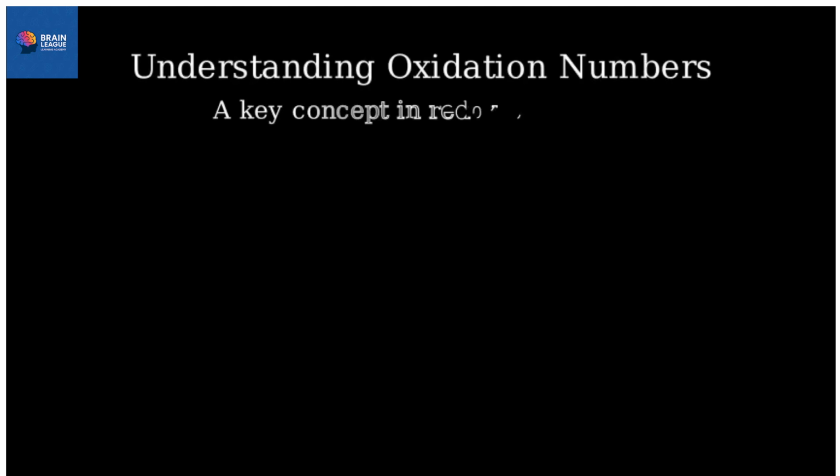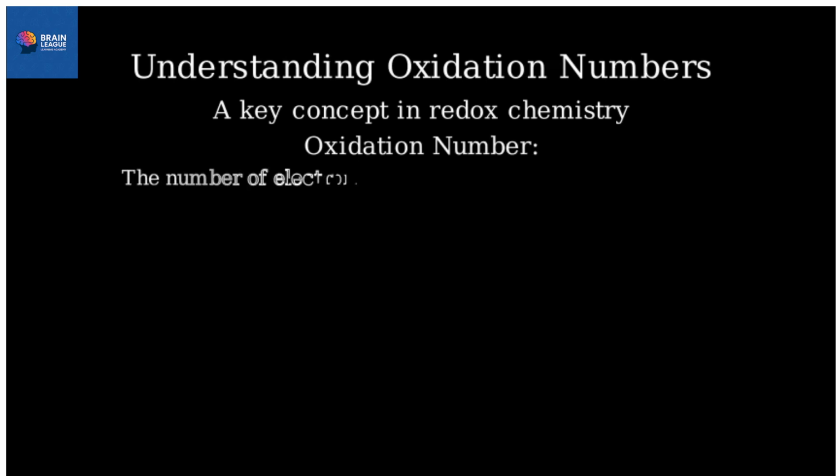Welcome to our lesson on oxidation numbers. Oxidation numbers are a fundamental concept in chemistry that help us understand how electrons are shared or transferred in chemical reactions. So, what exactly is an oxidation number? An oxidation number, also called oxidation state, is a number assigned to an atom in a compound that represents the number of electrons an atom has gained, lost, or shared in forming chemical bonds.